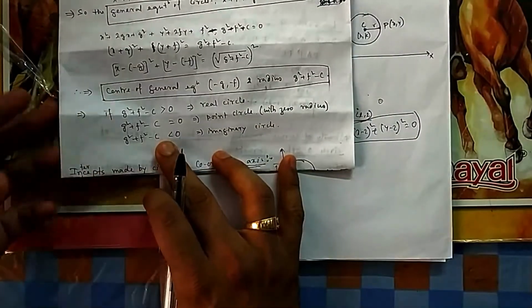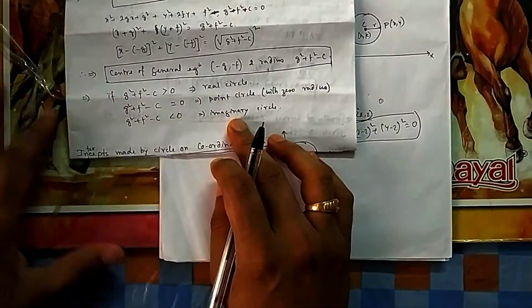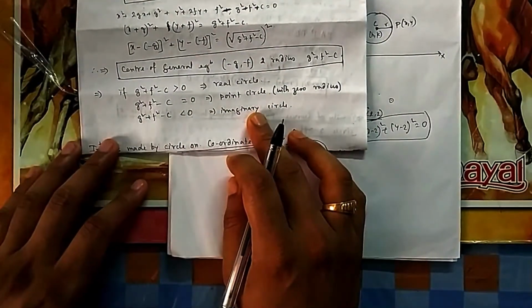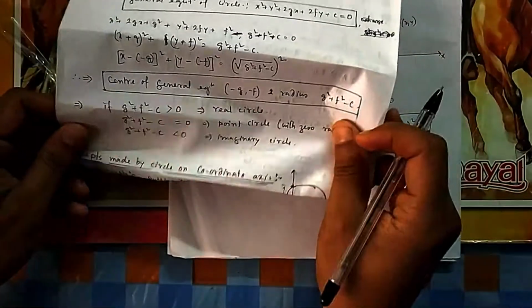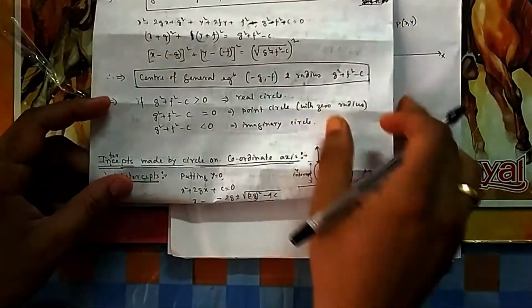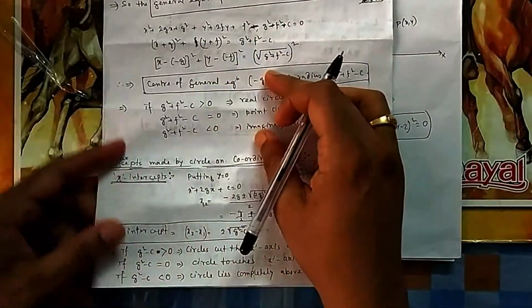And if it is less than 0, that means the radius is negative, which means you have an imaginary circle, whose radius is imaginary. That will also represent a circle, but it will be an imaginary circle. So this is all about your general form.